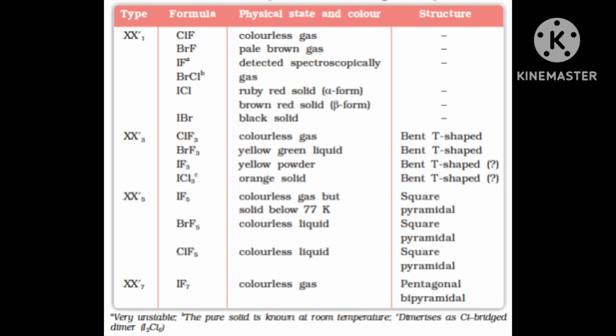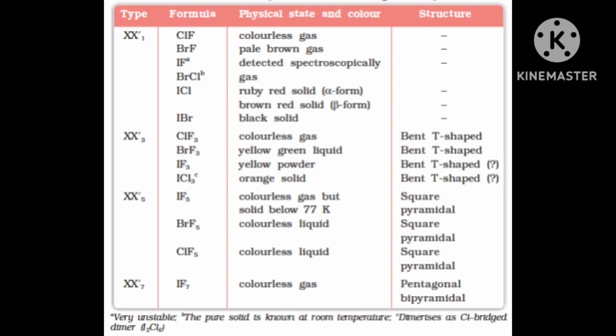And Br2 plus 3F2, both diluted with water. Then Br2 plus 3F2 will form 2BrF3, bromine trifluoride. Always add the less electronegative first, then the more electronegative.